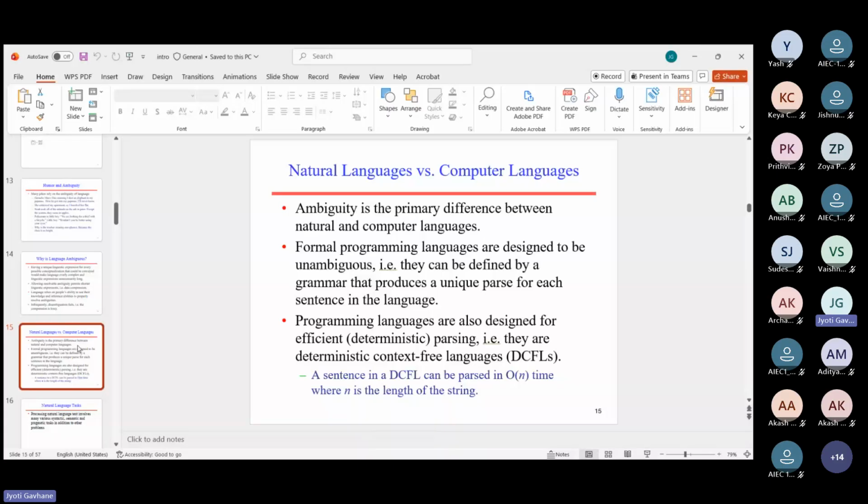And the complexity has also been given if it is DCFL. DCFL means programming language, whichever processing you are doing, and for that the parsing time will take big O of n time, where n is the length of the string. So you can apply it to any of the languages, then you will find that this is the complexity, but it differs in terms of natural language.